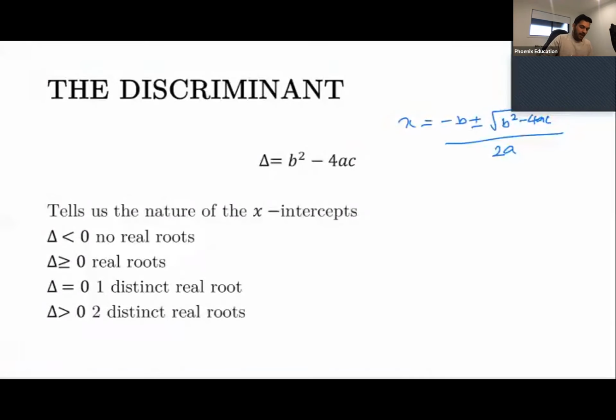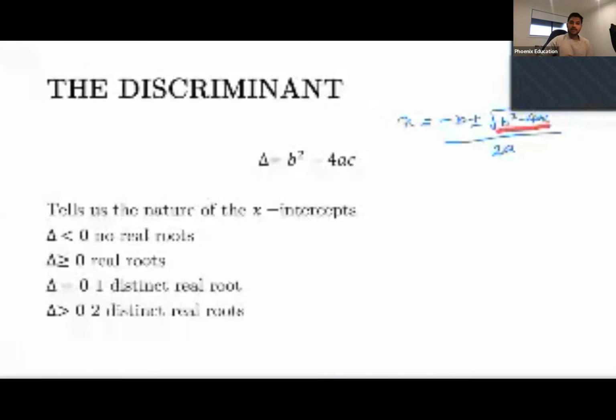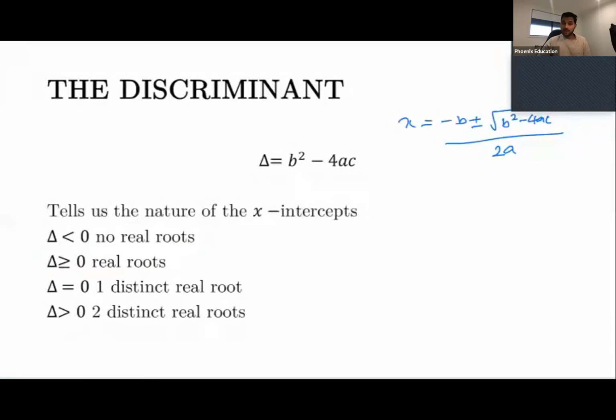So if you had this discriminant, or the part inside the square root, to be less than 0, you would have no solutions, or in other words, no real roots. We say real roots because there are what we call imaginary roots, which you'll look at more closely if you do Extension 2. If we have our discriminant to be greater than or equal to 0, we have real roots.